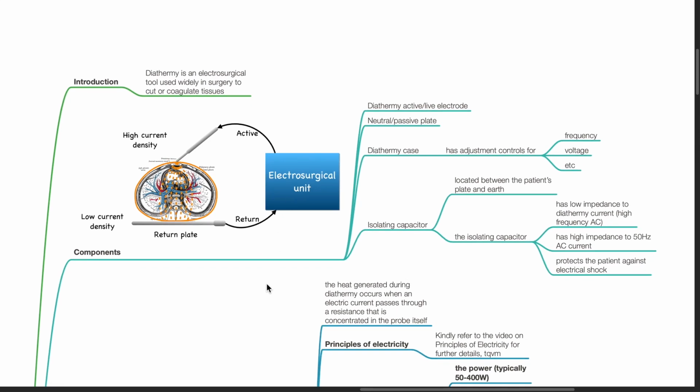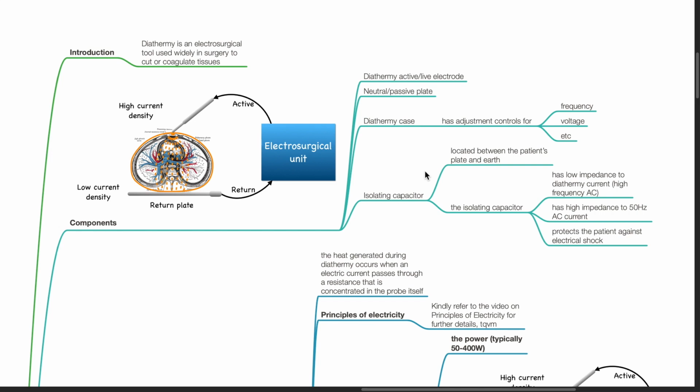Components of the electrosurgical unit include the diathermy active or live electrode, the neutral or passive plate, the diathermy case, which has adjustment controls for frequency, voltage, etc., and an isolating capacitor located between the patient's plate and earth. The isolating capacitor has low impedance to diathermy current, high frequency AC, has high impedance to 50 Hz AC current, and protects the patient against electrical shock.